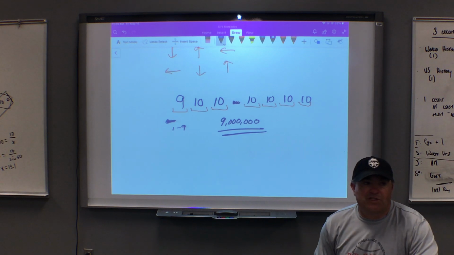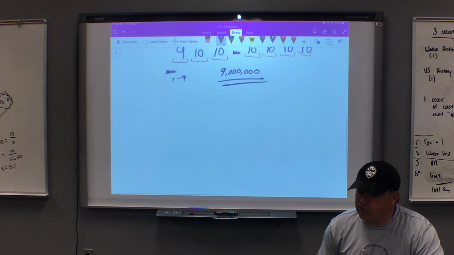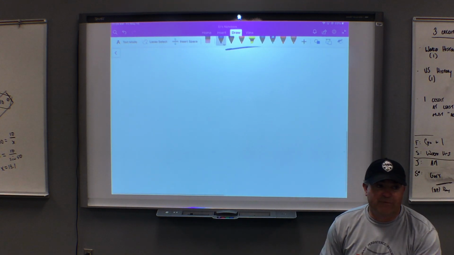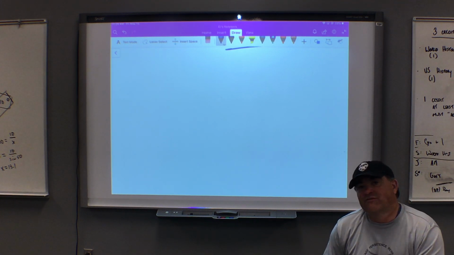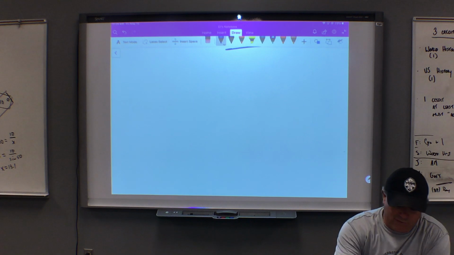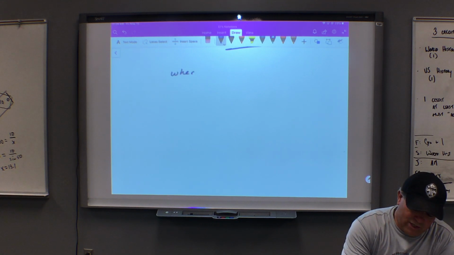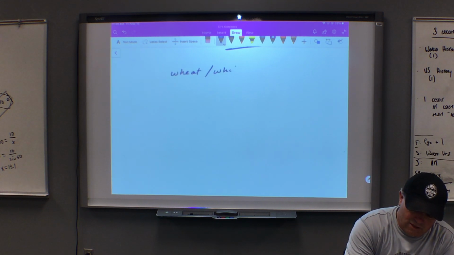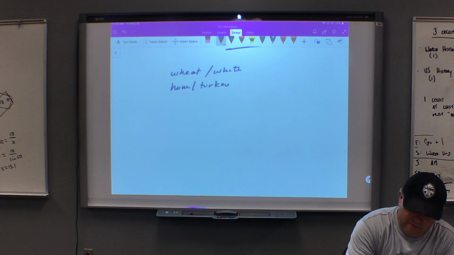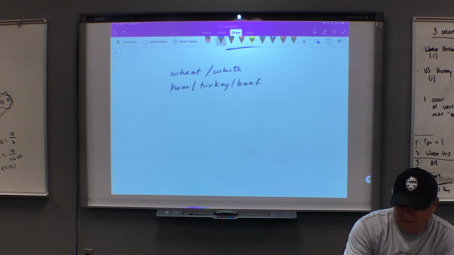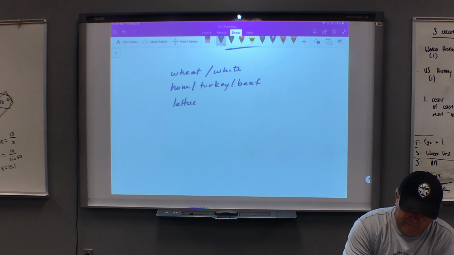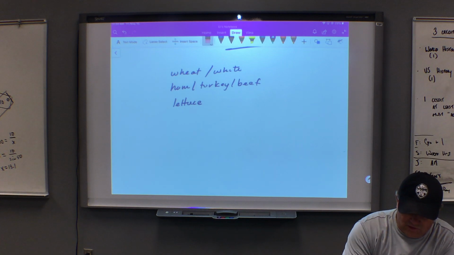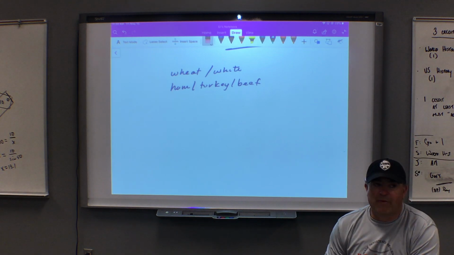Another way to envision the counting principle is through the use of tree diagrams. So, essentially you could look at, hey, how many different combinations of sandwiches we could make if we could do wheat, white, ham, turkey, beef, and then let's just essentially stop it there.